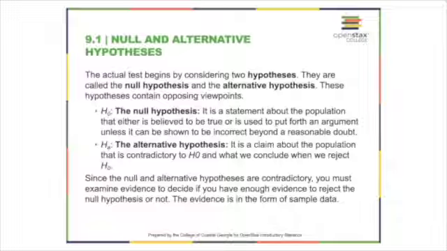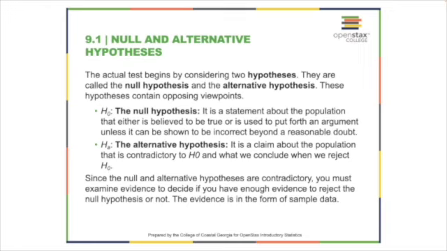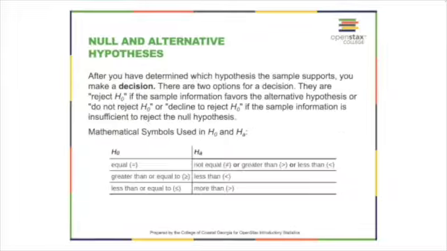Since the null and alternative hypotheses are contradictory, you must examine the evidence to determine if there's enough evidence to reject the null hypothesis or not. Again, your hypothesis test is always about rejecting the null or failing to reject the null. After you have determined which hypothesis the sample supports, you make a decision. There are two options for the decision. Either reject the null hypothesis if the sample information favors the alternative, or you fail to reject the null, saying that it could still be true. We're not saying it is true, we're saying it could be true. We don't have enough evidence to say it's not.